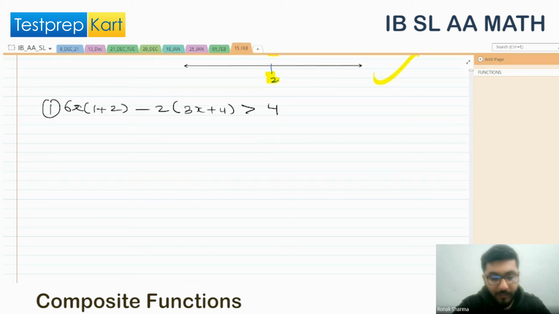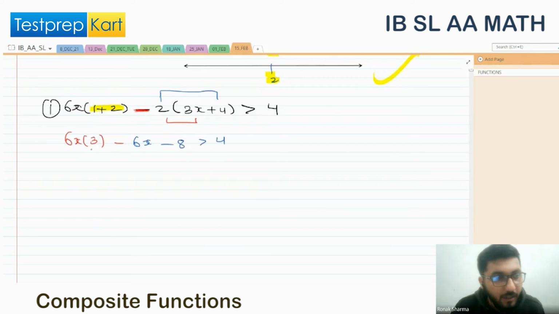See, how are we going to solve it? We have 6x times (1 plus 2). So 1 plus 2 is 3 only, so this will become 6x times 3 minus. Let us open it. 2 into 3 is 6, but with a negative sign, so this will become minus 6x. 2 into 4 is 8, but with a negative sign, greater than 4. So 6x into 3 is 18x, minus 6x, minus 8, greater than 4.